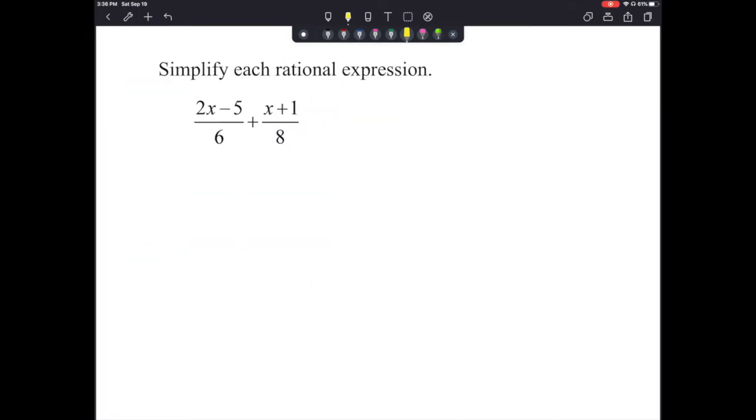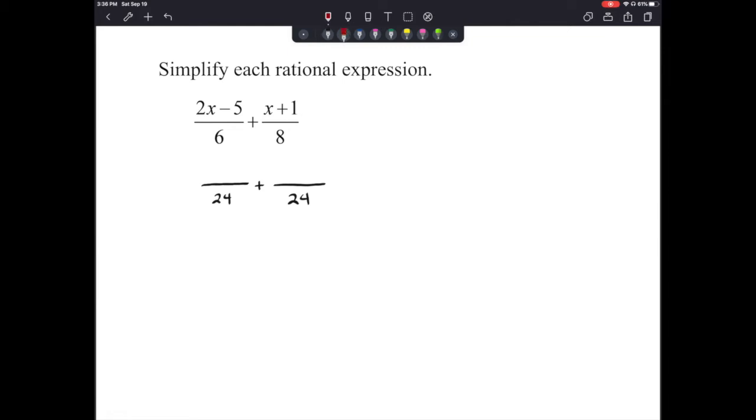The first problem, the directions state, simplify each rational expression. The first fraction, 2x minus 5 over 6, plus the quantity x plus 1 over 8. In order to combine these, we need to have a common denominator. Our 6 and our 8 both need to go into the same number. What would that least common denominator be? In this case, 24. Right? We know 6 and 8 both go into 24. So we need to turn these fractions into fractions with denominators of 24.